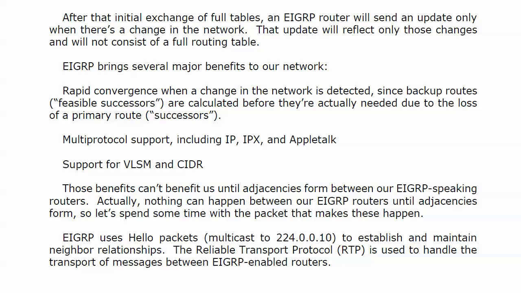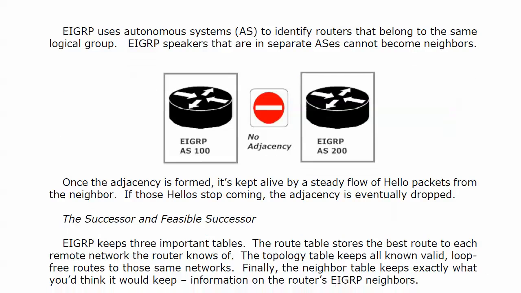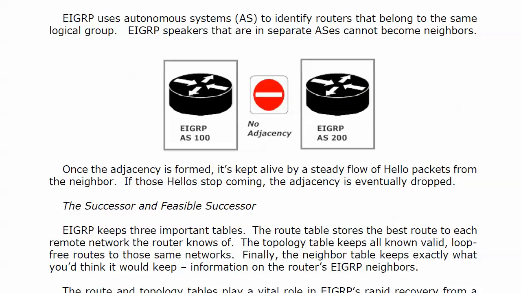EIGRP uses hello packets. They're multicast to 224.0.0.10 to both establish and maintain neighbor relationships. And it's the Reliable Transport Protocol, RTP, that is used to handle the actual transport of messages between EIGRP-enabled routers. Now, EIGRP uses a logical grouping just like OSPF does, but we're not using areas with EIGRP. We're using something called an autonomous system.